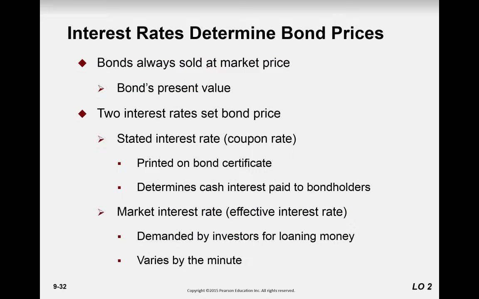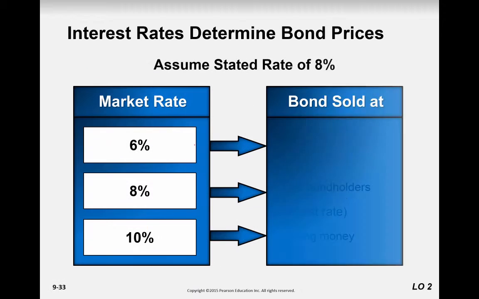So now, interest rates. Bonds are always sold at market price, and then we have the present value. And in Excel, you can use NPV, that formula for net present value. Then you have two interest rates, which is probably a new concept for you. The stated interest rate, which is also known as the coupon rate, is printed right on the certificate, and it basically tells the cash interest paid to the bondholders. Now, the market interest rate is your effective interest rate. This is what the investors are demanding for loaning the money, and this varies continuously.